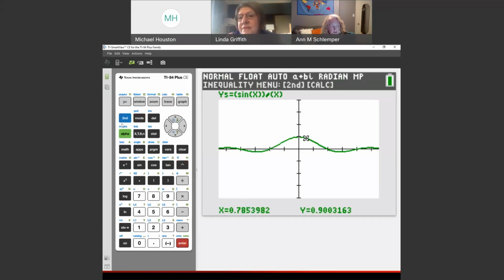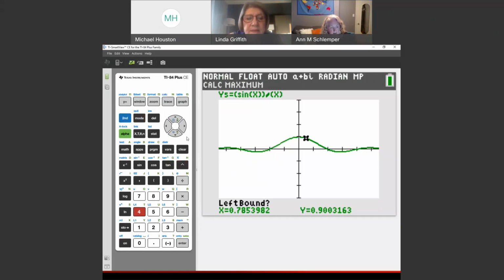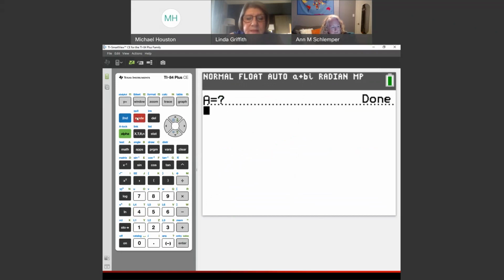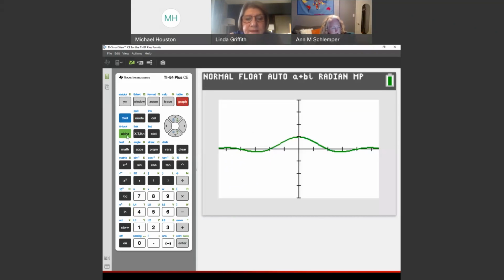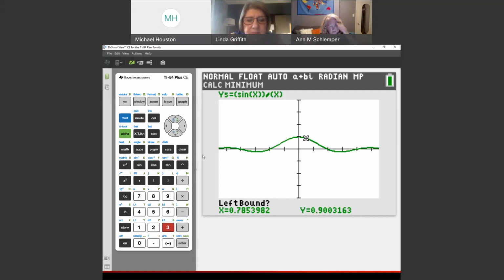Yeah. And also when you're doing the max or the min, let's do max. Okay, min. Can you type in the left bound and the right bound? Yeah, that's what I'm going to do. I kind of like to have them do it, but it also works to do this.